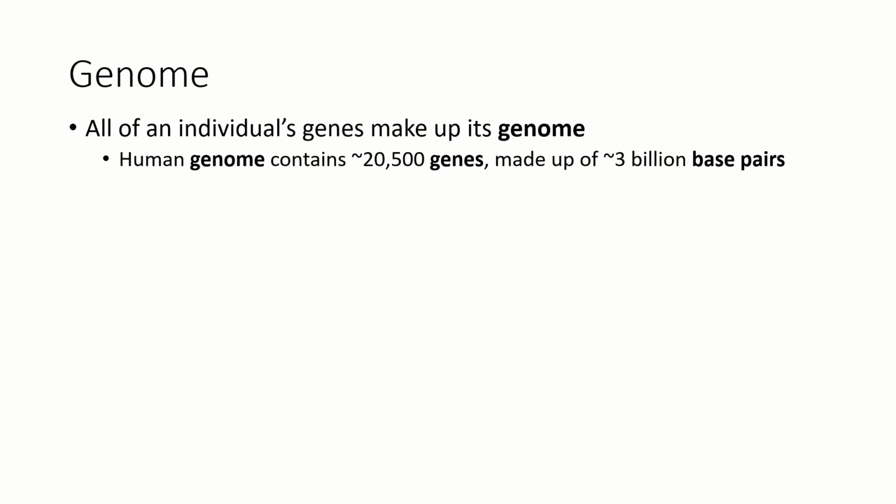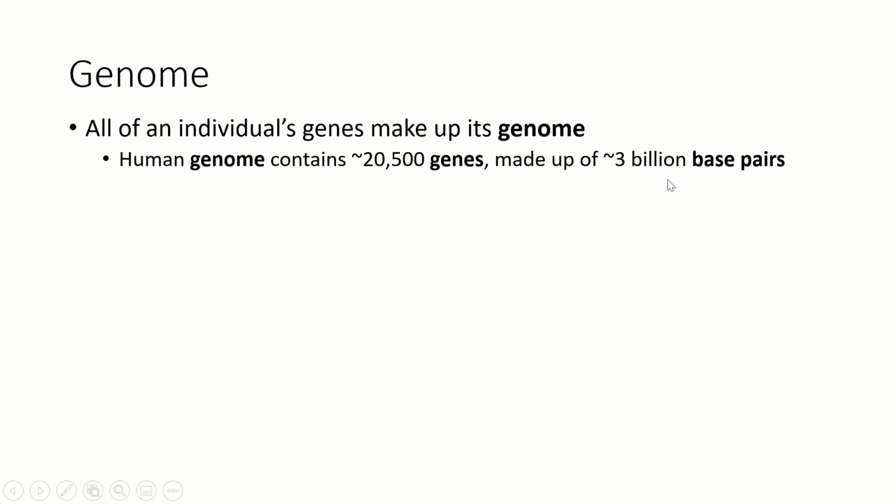In this section, we're going to start by talking about what a genome is, and then we're going to move into how a genotype creates a phenotype. So a genome is all of the genes, all of an individual's genes. So the human genome, when we talk about that, what we're saying is all of the genes present in a human being. The human genome contains about 20,500 genes, made up of about 3 billion base pairs. So that's a lot of DNA.